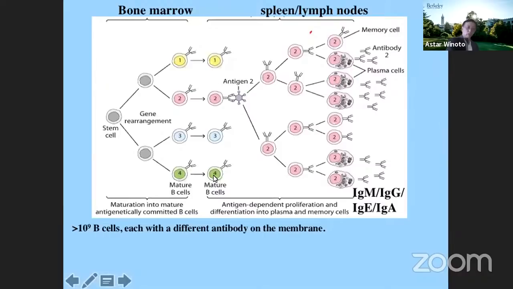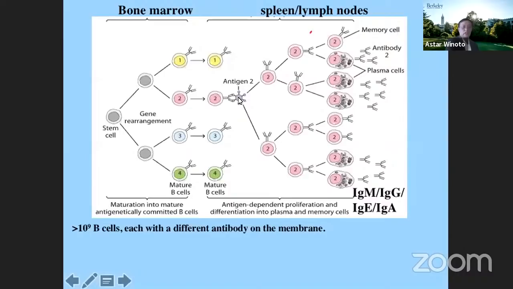What's important to note is that each B cell carries its unique antibody. So there might be around 1 billion B cells, and you will have 1 billion different antibodies, each specific for its own antigen. They are sitting in the lymph node and spleen, waiting for the antigen to come in.